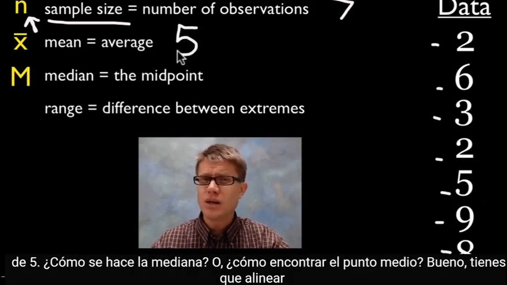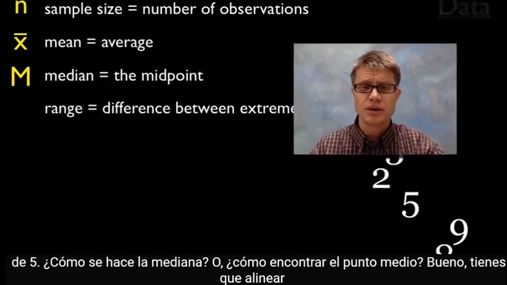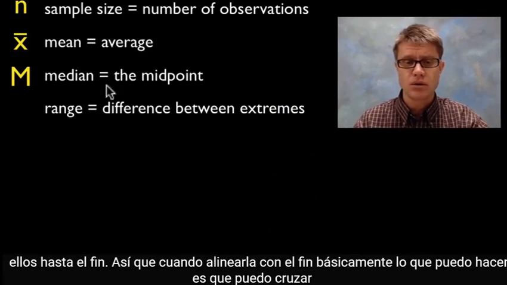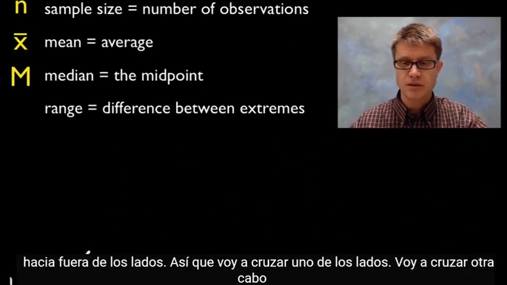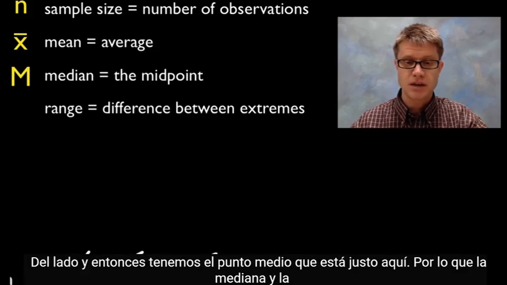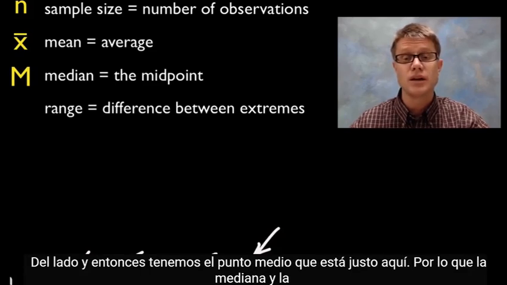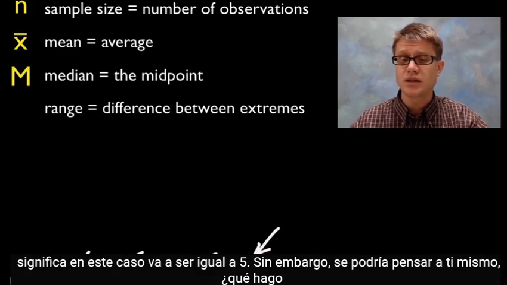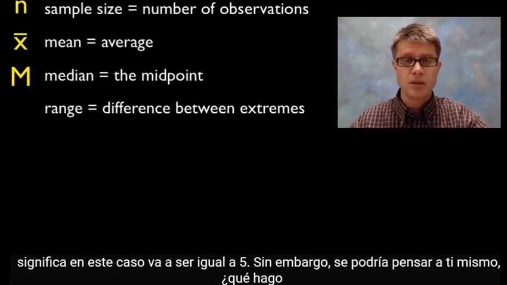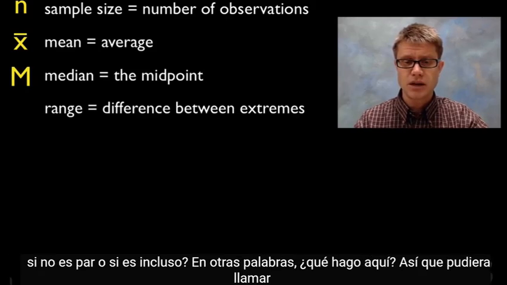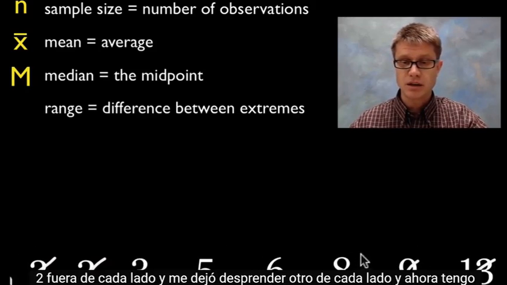How do you do the median, or how do you find the midpoint? Well, you have to line them up in order. And so when I line it up in order, basically what I can do is I can cross it out from the sides. So I'll cross one out from the sides, I'll cross another one out from the side, and then we have the midpoint, which is right here. So the median and the mean in this case is going to equal 5. But you might think to yourself, well, what do I do if it's not even, or if it is even? In other words, what do I do here? Well, I could knock off 2 from each side, and let me knock off another 1 from each side, and now I have 5 and 6.